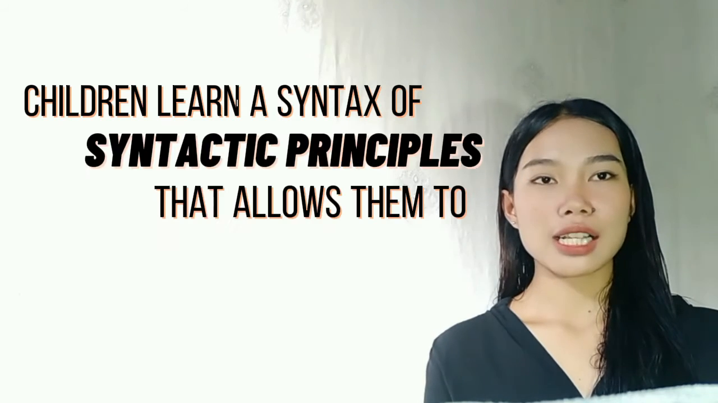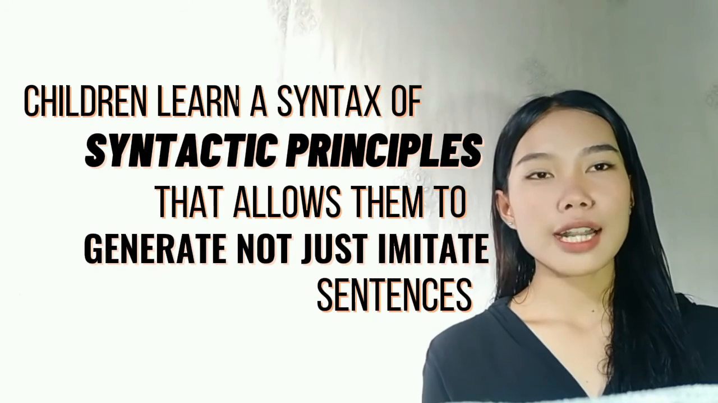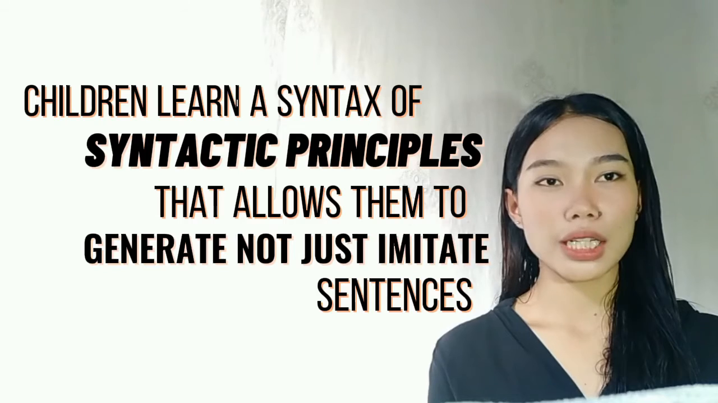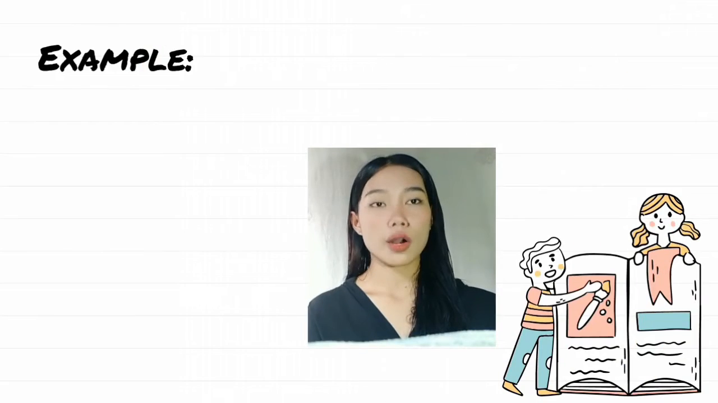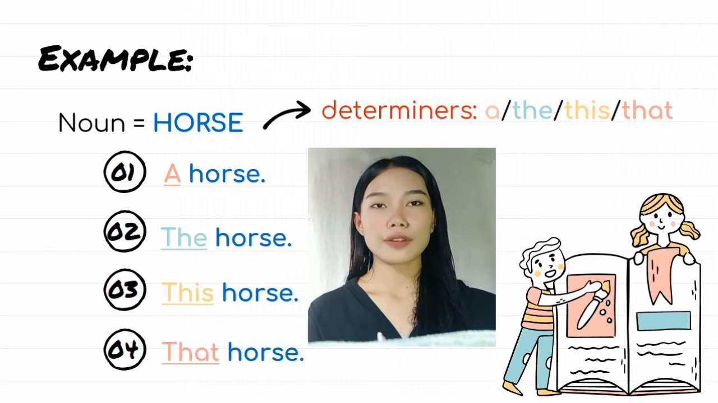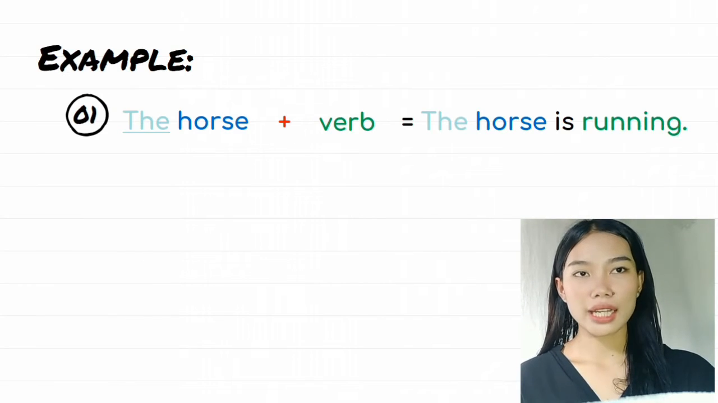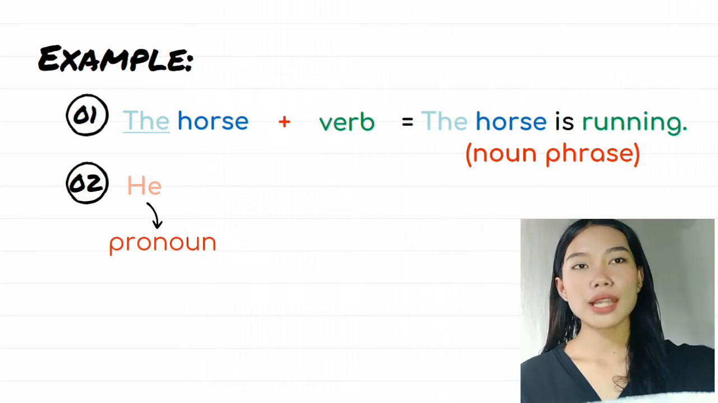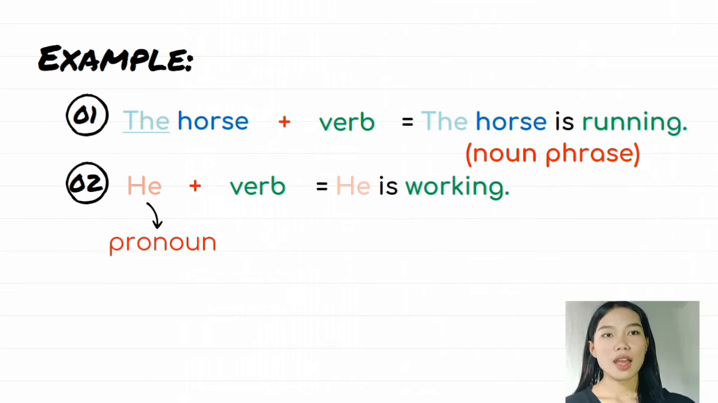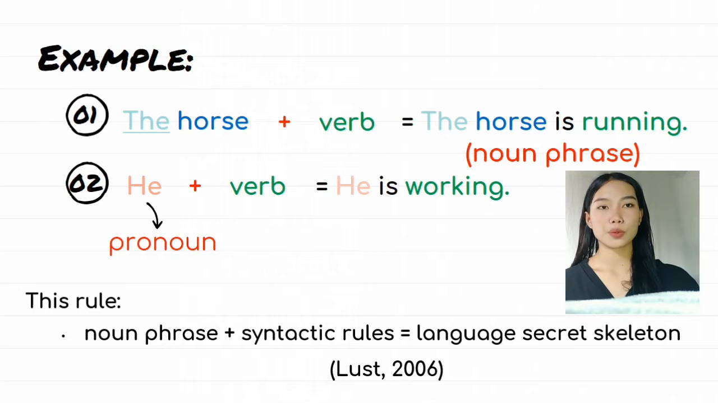Children learn syntactic principles that allow them to generate, not just imitate, sentences. For example, one of the principles that we learn in English is nouns. For example, horse combines with determiners a, the, this, that to form noun phrases. This can be substituted for other noun phrases. The horse is running, the cat is running. For a pronoun, he is running or he is working. These rules for using noun phrases, together with all other syntactic rules, constitute language's secret skeleton of syntactic principles that govern how words are put together.